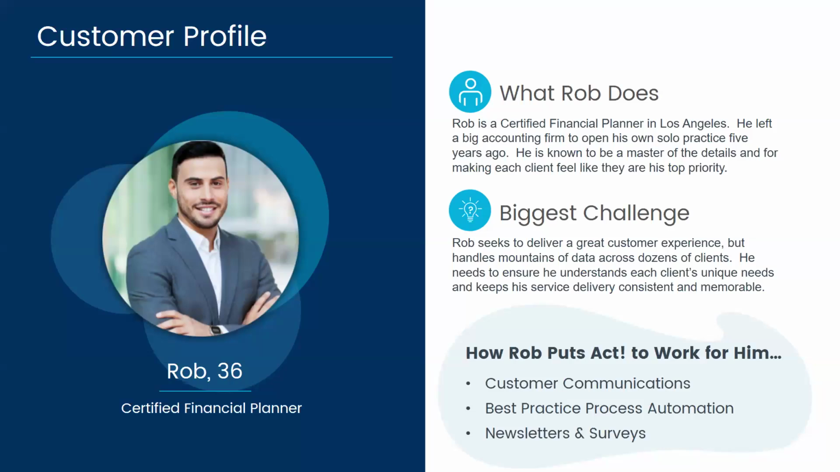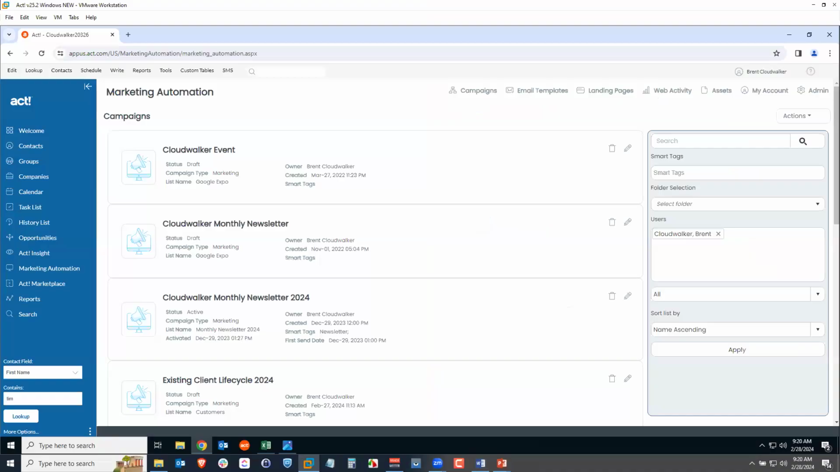So what I want to do is let's take a look at how Rob puts ACT to work for him via customer communications, his best practice process automation, newsletters, and surveys, among other things. Now, as I mentioned, Rob is a financial planner.